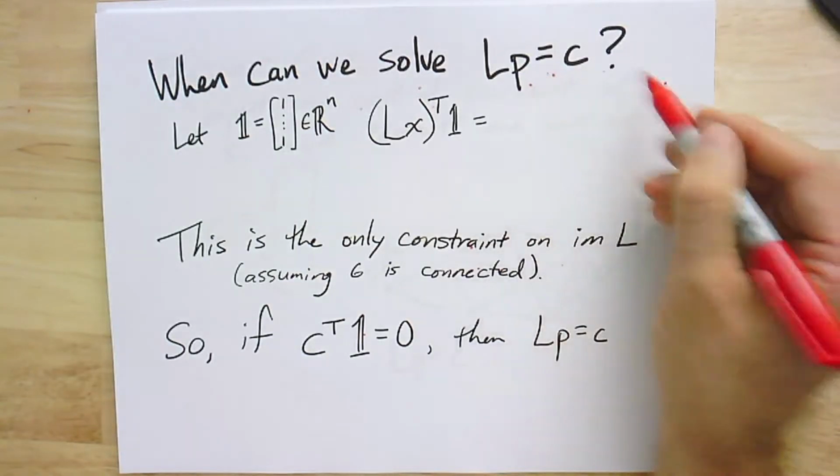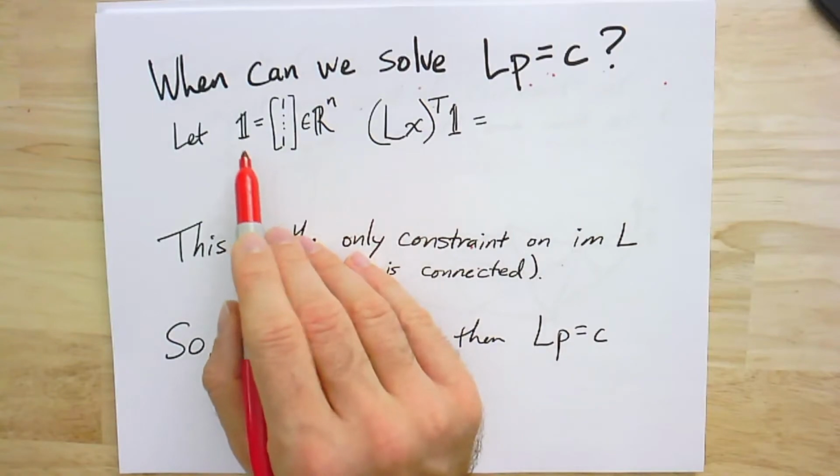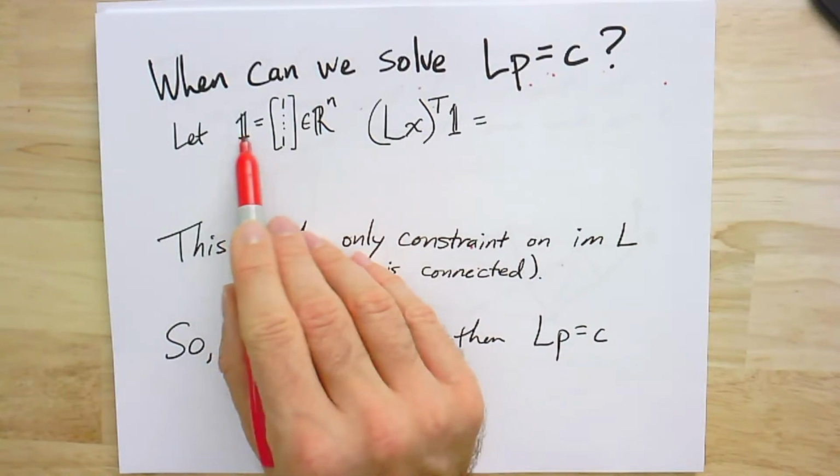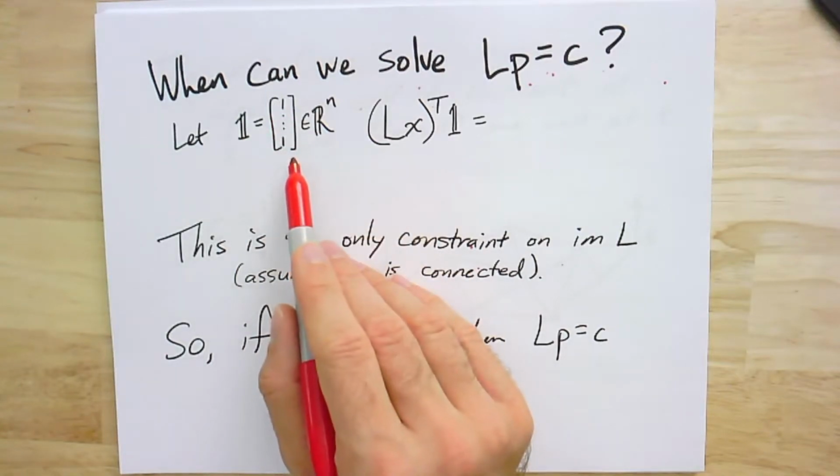We want to solve Lp equals c. When can we do it? Let's use this notation here. This bold is a bold 1. It's the all ones vector in R^n.